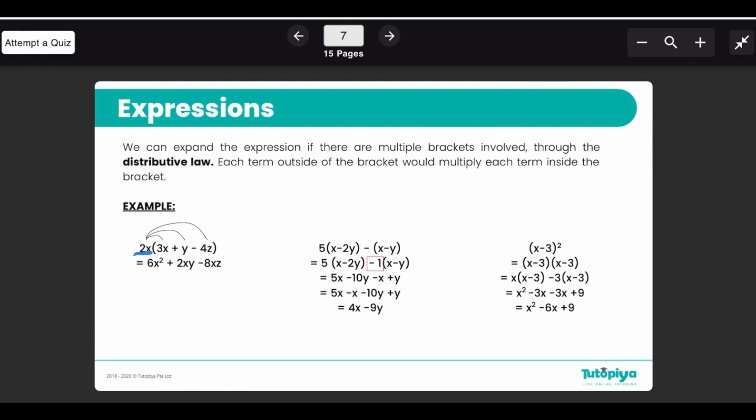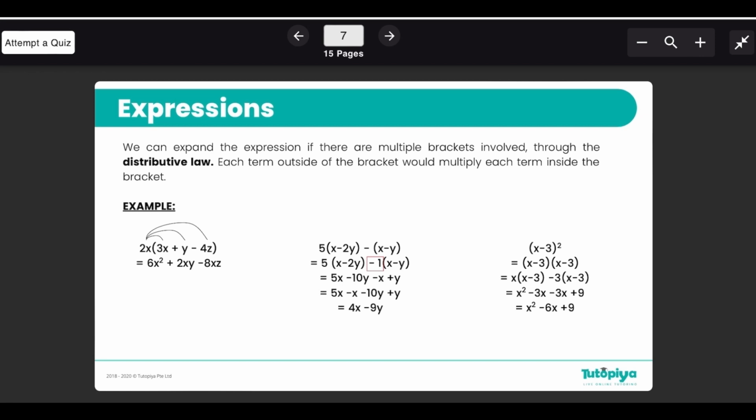So for example, 2x into 3x is equal to 6x squared. Because it's x into x, it's like saying x to the power of 1 times x to the power of 1. So that is basically like saying x to the power of 2, because exponent laws say that the powers should add. And then we have 2x into y, which becomes 2xy, and -4z into 2x, which becomes -8xz. So that simplifies it there.